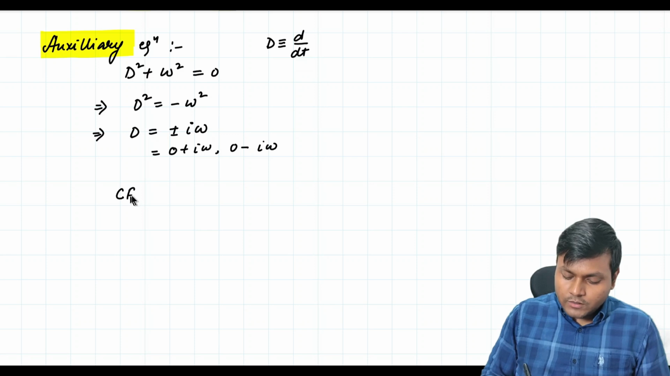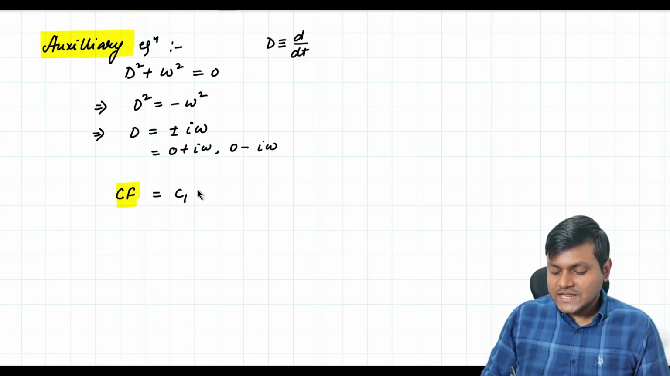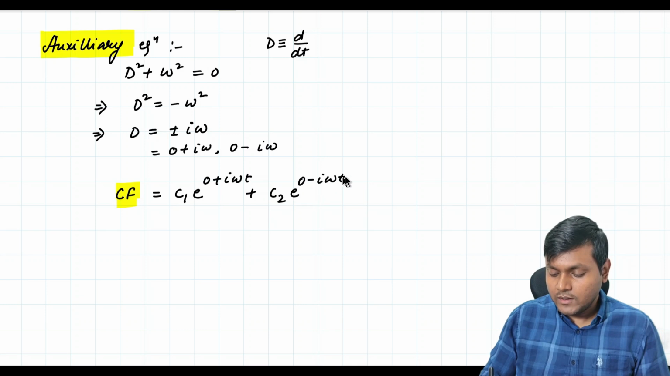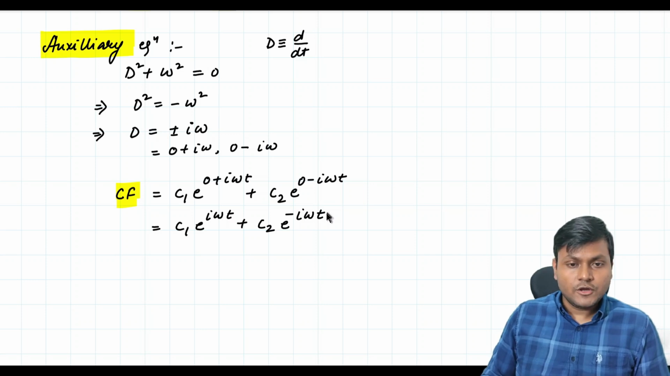So for complex solutions, the complementary function can be written in terms of some constant C1 e to the power 0 plus i omega t plus some constant C2 e to the power 0 minus i omega t, which is quite simply put C1 e to the power i omega t plus C2 e to the power minus i omega t. This is the most general expression for the complementary function where the roots of the auxiliary equation are complex.